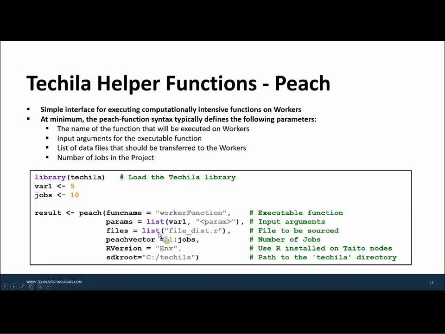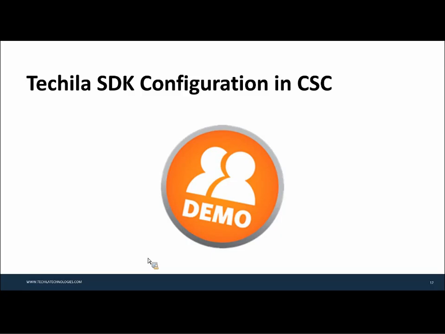And then we have the parameter to define the R version. So it's set to n, which is again needed when running jobs on Titan nodes. And then we have this SDK root parameter, which is used to define the location of the Techila folder on your computer. So that was the PowerPoint's part, pretty much.